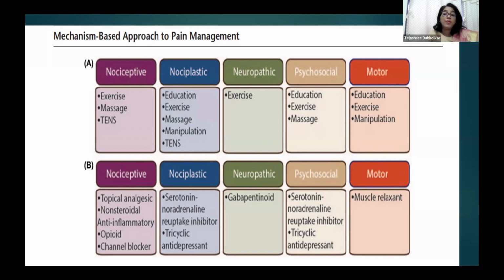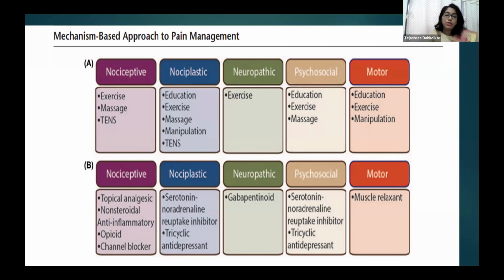In motor pain, it is much more of the muscle relaxants. So having this pharmacological knowledge is important because then we can send our patient to appropriate specialists so that they can get the right kind of multidisciplinary approach. And that's why right now the concept of pain clinics is coming up, where under one roof a physiotherapist, along with the pain specialist, a psychologist and a psychiatrist are there, so that dealing with these multiple things becomes much easier under one roof.